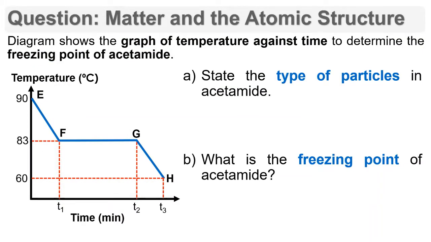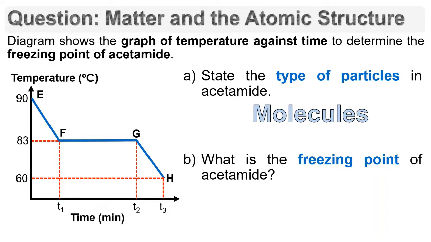Here is a question relating to the change in the physical states of matter. Diagram shows the graph of temperature against time to determine the freezing point of acetamide. A. State the type of particles in acetamide. The question asks for the type of particles. There are three types of particles: atoms, molecules, and ions. As acetamide is a compound that is not made up of ions, therefore it is a compound that consists of molecules.